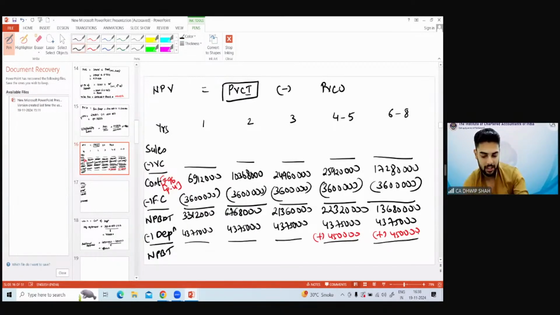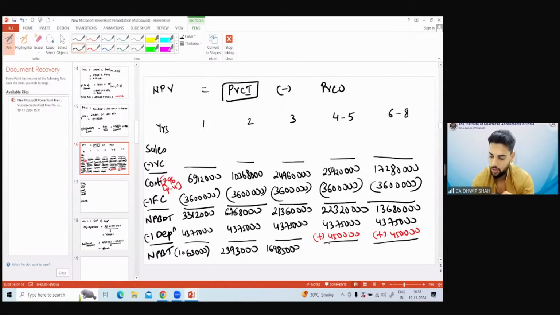So my NPBDT for year 1 is 3312 minus 4375. Negative 1063. Negative 1063 for year 1. For year 2, it is 6768 minus 4375, 2393. For year 3, 21360 minus 4375, 16985.